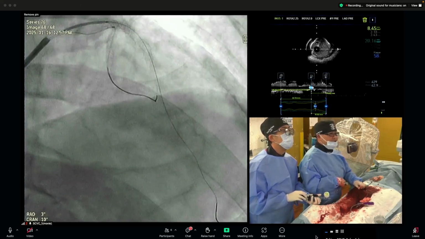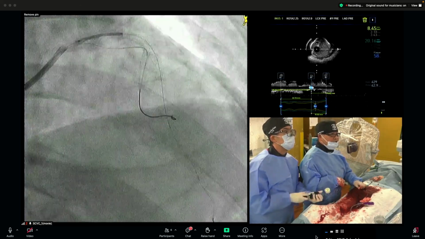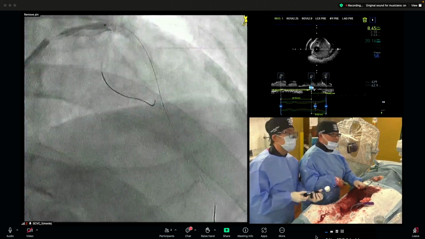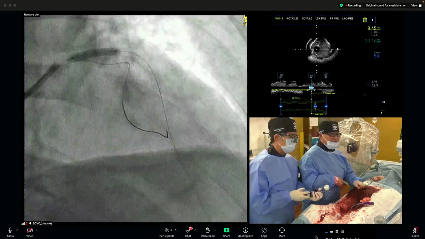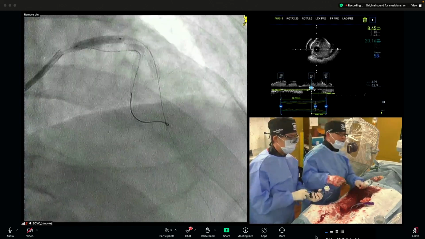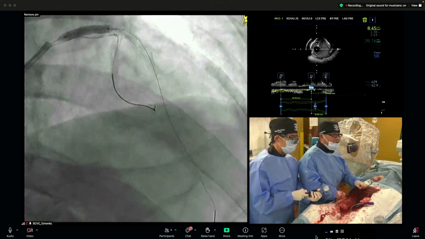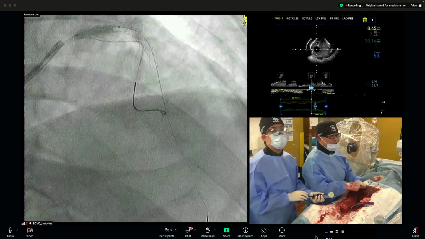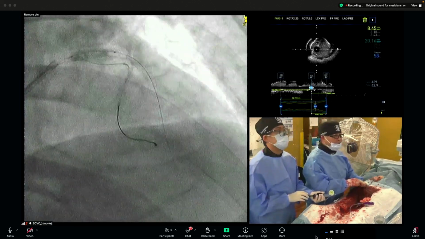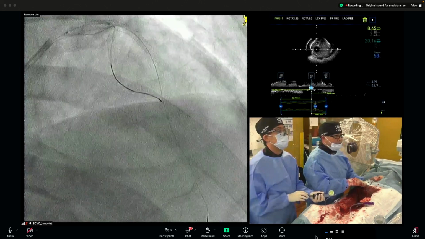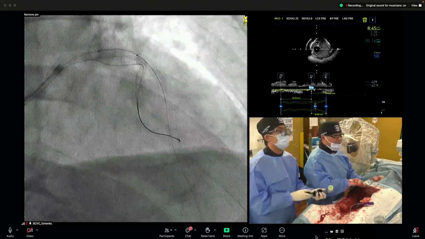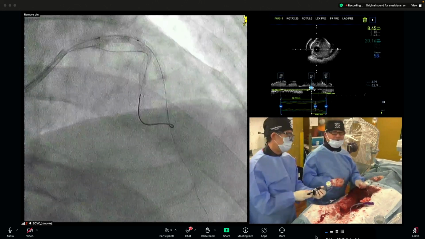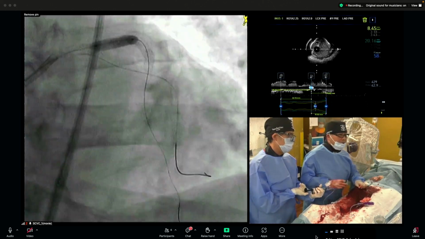High inflation, 468. Okay. 14, 20. This is 3.5. 24. Okay, deflation. Hi, okay. Only 14. Hi, okay, deflation.